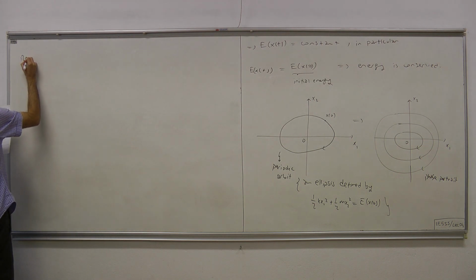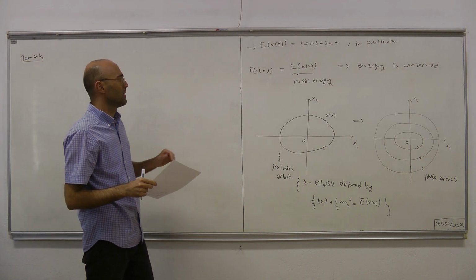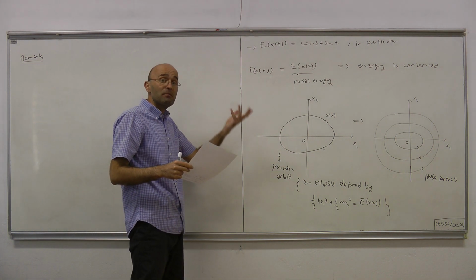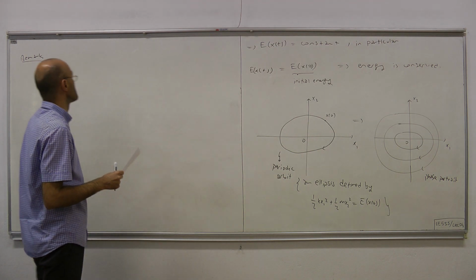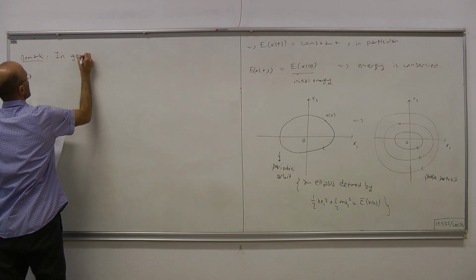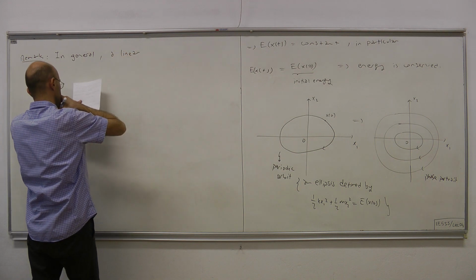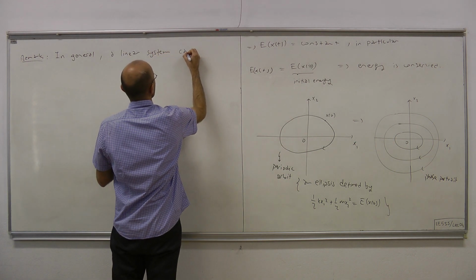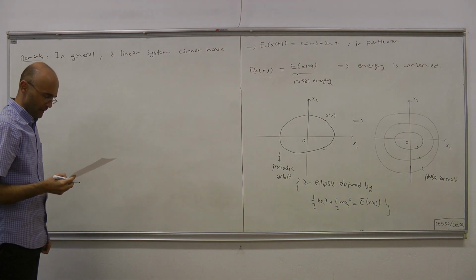Now, here is an important remark which points to an essential difference between what can be displayed by a linear system and what cannot be displayed by a linear system, something that can be displayed only by a nonlinear system. In general, a linear time-invariant system cannot have an isolated periodic orbit.